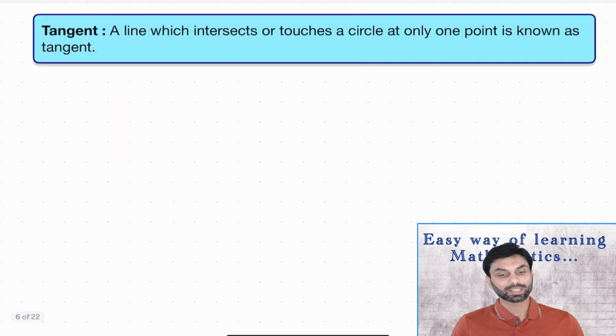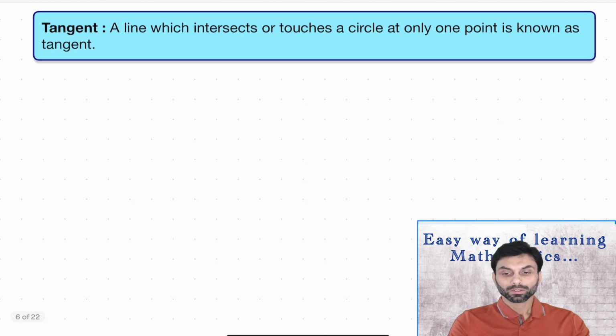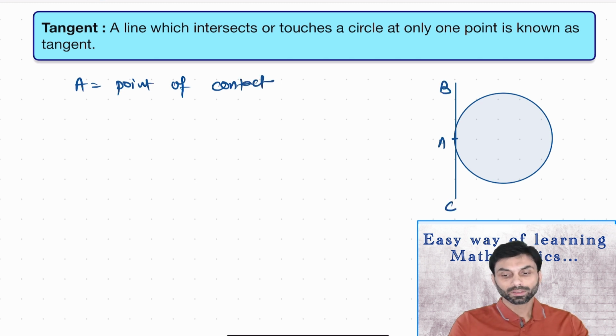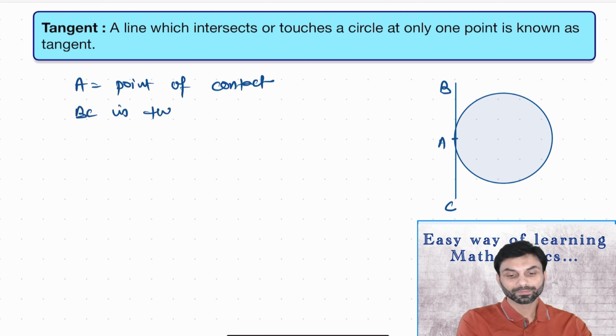Next, let's talk about the tangent. What is a tangent? A line which touches or intersects a circle at one point only. So if we take a circle and a tangent, in this case the point A is known as the point of contact, and we can say BC is the tangent.